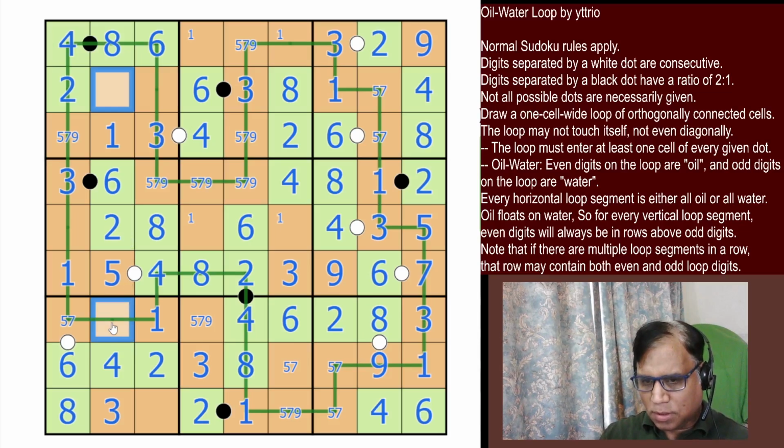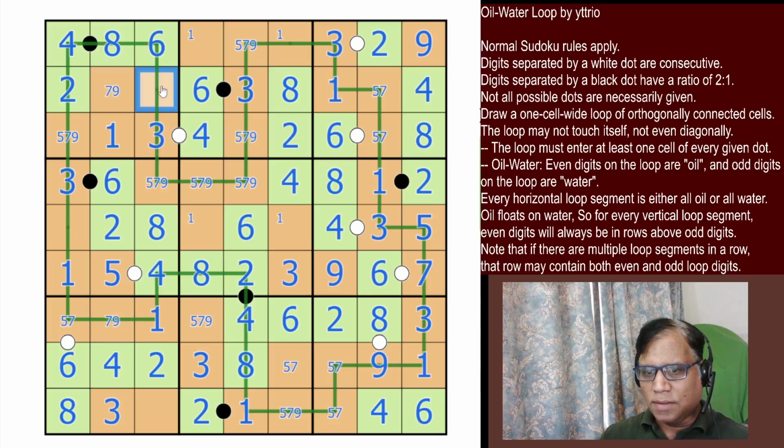Those both have to be 7, 9, right? Okay. Oh, that's 5, 7, 9. Both are 5, 7, 9. Okay. Maybe this could be 5. I don't know why I removed this 5. That's 5, right? So that has to be 7, 9.